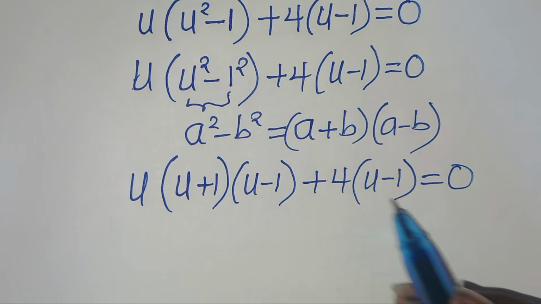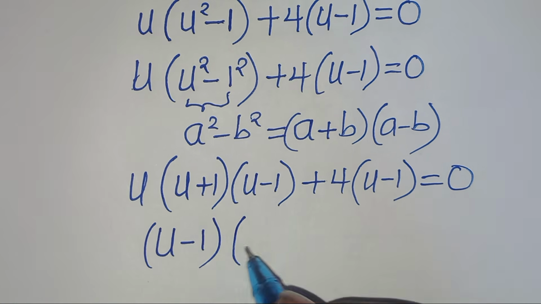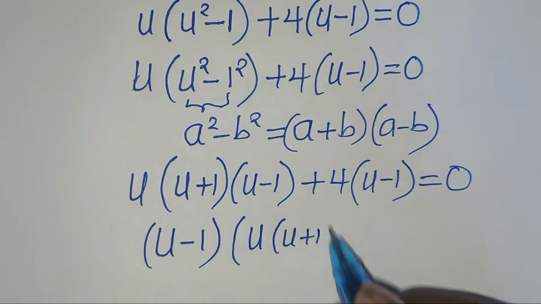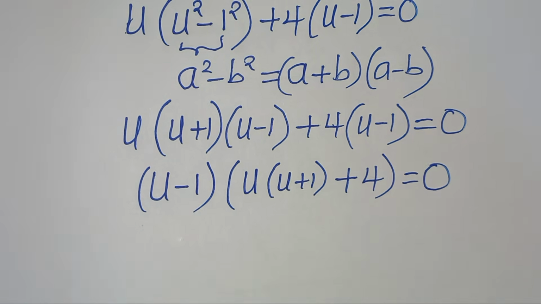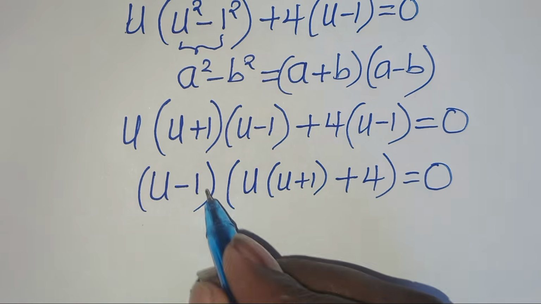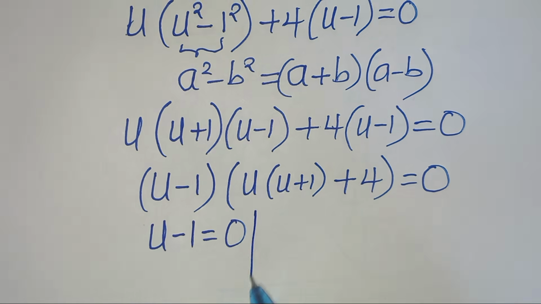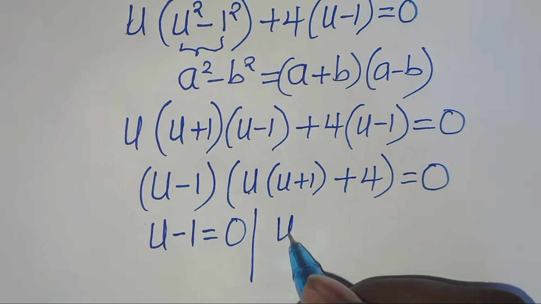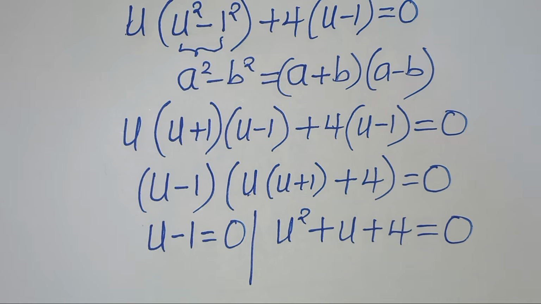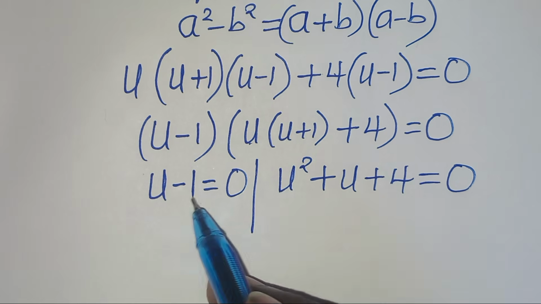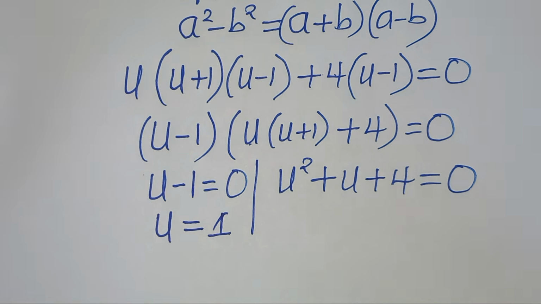So we have that u minus 1 is common. Let's factor out u subtract 1. Into the parentheses, we have u multiplied by u plus 1, then plus 4. This is equal to 0. U minus 1 is common. We have two parts here. This is u minus 1, equal to 0. Then we have u times u, this is u squared, plus u times 1, this is u, plus 4, equal to 0. So u minus 1 is equal to 0, and this implies that u is equal to 1.